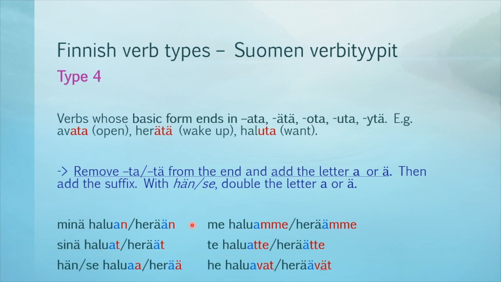Minä haluan, minä herään. Sinä haluat, sinä heräät. Hän haluaa. Or se haluaa. Hän herää. Or se herää. Me haluamme. Me heräämme. Te haluatte. Te heräätte. He haluavat. He heräävät. And here you can see both the suffixes v-a-t and v-ä-t.